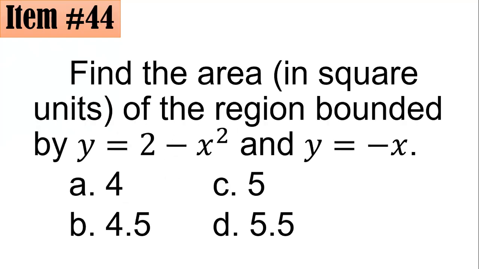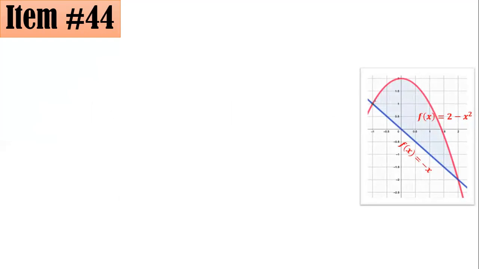Find the area in square units of the region bounded by y equals 2 minus x squared and y equals negative x. Is it 4, 4.5, 5, or 5.5? So in this case, it's very beneficial if you know how to graph them in the Cartesian plane. And for now, I will give you the graph. It looks like this. And if you could see, we are looking at the area of the closed region bounded by the blue line and the red parabola.